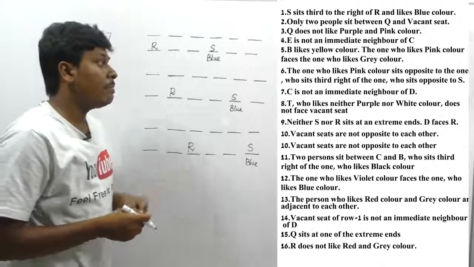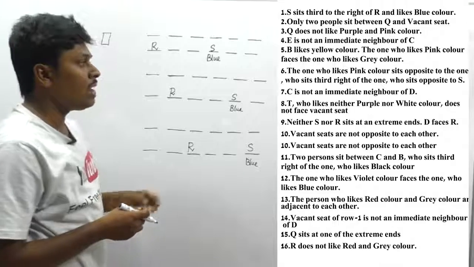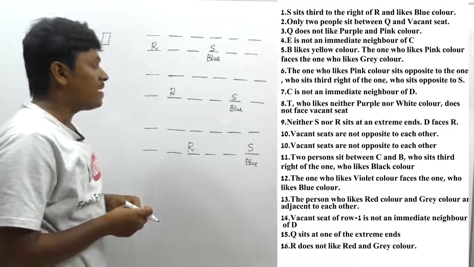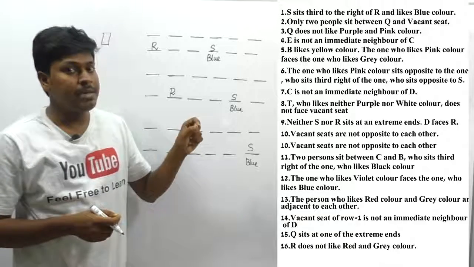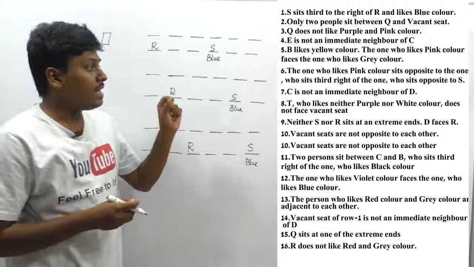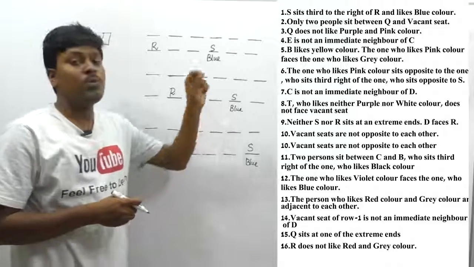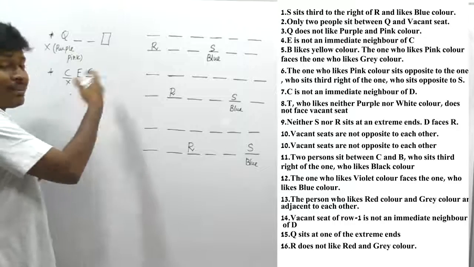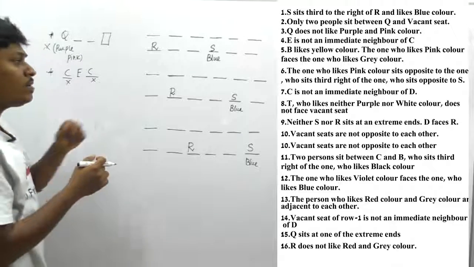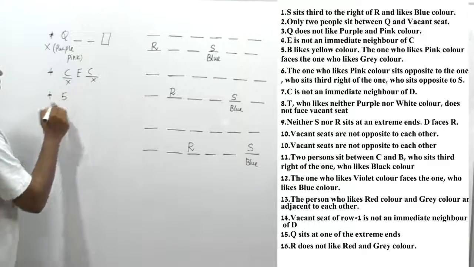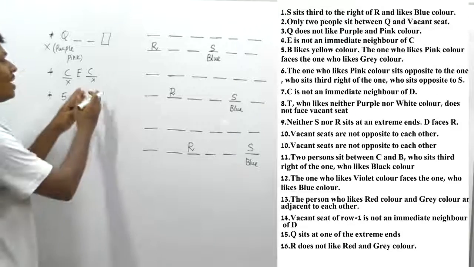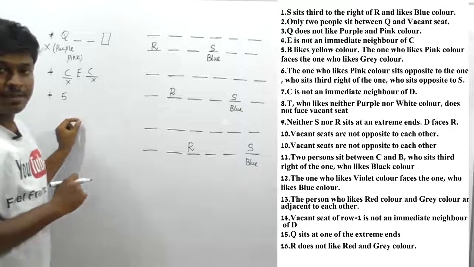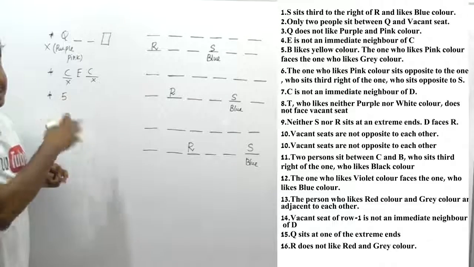So point number 5, B likes yellow color. Okay, the one who likes pink color faces one who likes gray color. So friends, listen carefully. The person B likes yellow color, right? And they have said that one who likes pink color faces one who likes gray color. If we go for this clue, it takes me a lot of time. So I can better do one thing, that we have not even read point number 5, so we can't write it and waste your time. So let me take it as 5. That means point number 5 should be there.